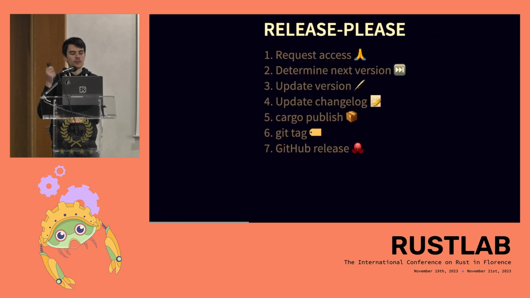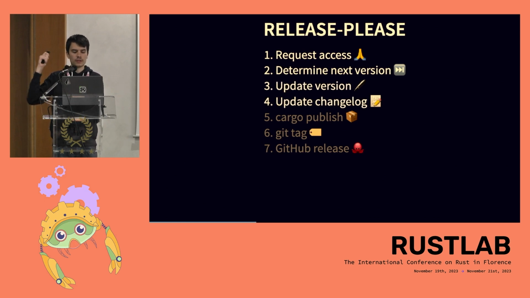So great, right? We solved many problems. The first one is requesting access. You don't have to do it, because once you set the crates.io token in your CI, that's it. You just need to merge the PR, and the release process is triggered. It determines the next version thanks to conventional commits. It updates the version and the changelog. And again, once you merge the release PR, it triggers the release pipeline.